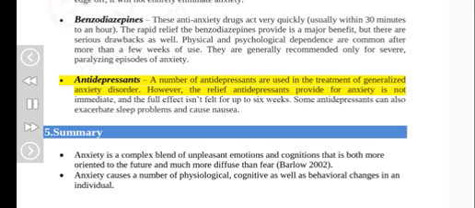Antidepressants. A number of antidepressants are used in the treatment of generalized anxiety disorder. However, the relief antidepressants provide for anxiety is not immediate, and the full effect isn't felt for up to 6 weeks. Some antidepressants can also exacerbate sleep problems and cause nausea.